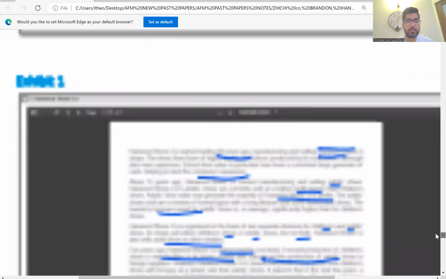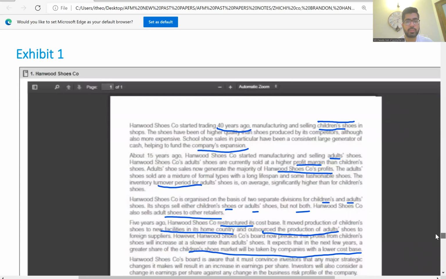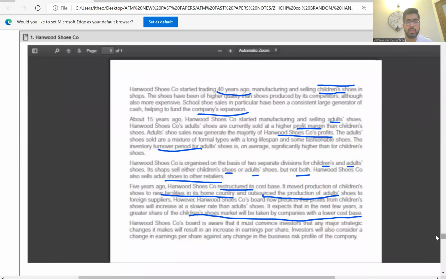So in exhibit 1, there was a long talk about what Hanwood was doing, children's shoes. It went to adult shoes, 2 divisions, and now adult shoes are generating more profit. So it has restructured its cost base, children's shoes to new facilities and outsource adults. And they're expecting in future that other people will take over the children market.